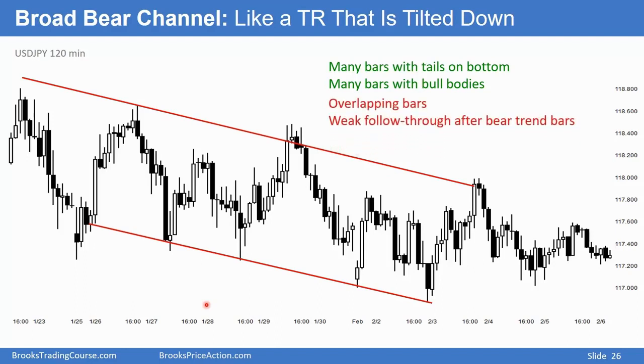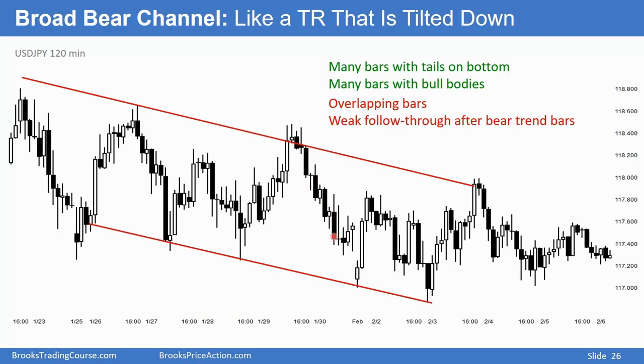A lot of overlapping bars. The market's not going down, even though it's overall going down on the screen. Much of the time, it's sideways, overlapping bars. Weak follow through after big bear bars. Big bear bar, bad follow through. Bear bar, bull bar, bear bar, bull bar, bear bar, doji. So a sell-off, but there are problems with the sell-off.